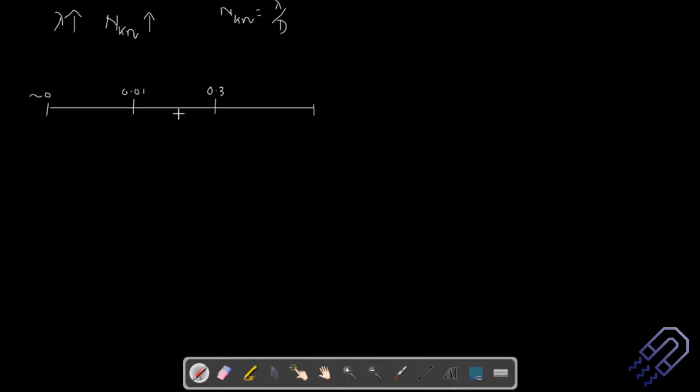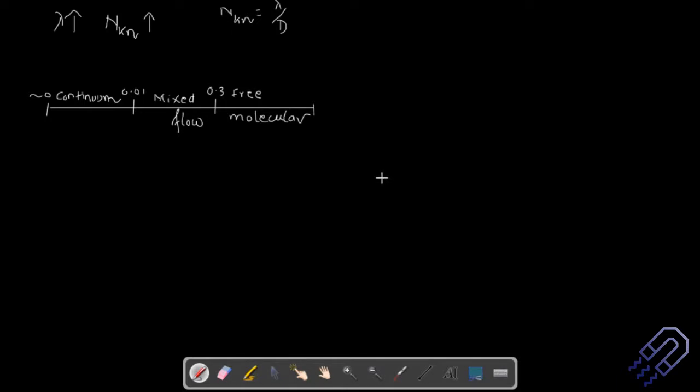So if this Knudsen number is here somewhere, we can basically call it continuum. And here we can basically call it mixed flow. And finally here it is free molecular. This region is called free molecular. So these are the three regions.